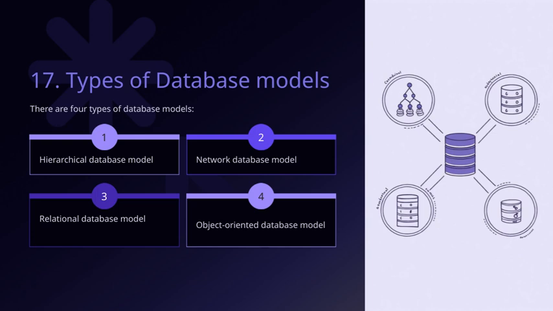Then, there's the object-oriented database model, which integrates object-oriented programming principles, making it ideal for handling multimedia and complex data types. Lastly, we have the relational database model, which organizes data into tables with rows and columns, allowing for powerful querying capabilities and flexibility. These models form the foundation of how databases are structured and managed, and choosing the right one depends on the specific needs of the application. This overview helps us understand the evolution and diversity of database design, aligning with our overall goal of mastering data management concepts.